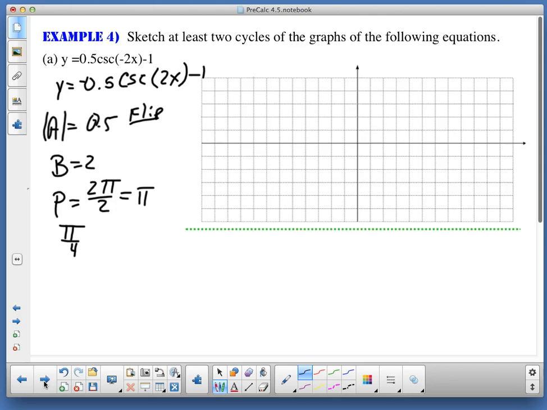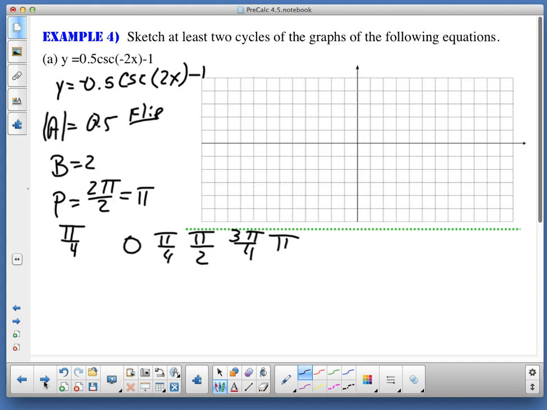I won't be changing the start. It'll start at 0 here. I have a horizontal compression. It's half as long as my period. So I'm going to be looking at my key points as 0, pi over 4, 2 pi over 4, or pi over 2 I should say, 3 pi over 4 and pi. So those are my biggies I'm worried about.